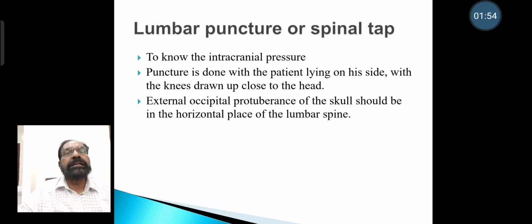To know the intracranial pressure, puncture is done with the patient lying on his side, with the knees drawn up close to the head. The external occipital protuberance of the skull should be in the horizontal plane with the lumbar spine.